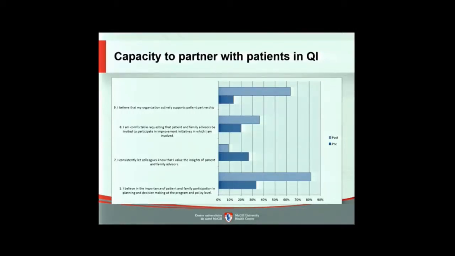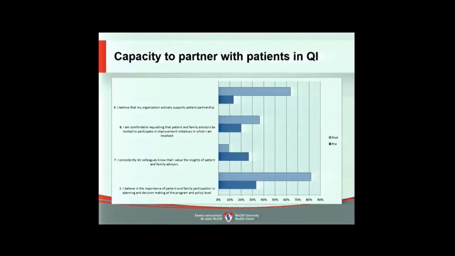Those are a few questions that we ask. The first one: I believe that my organization actually supports patient partnership. So we ask the professionals and the patients in those quality improvement teams, do you feel the support? You have the pre and post, so it works. We made quite a good improvement in this. But what is interesting is that if you look at questions 8 and 7, we didn't make any progress. I am comfortable requesting that the patient and family advisor be invited to participate in improvement initiatives. And those are people that did participate in quality improvement with patients.